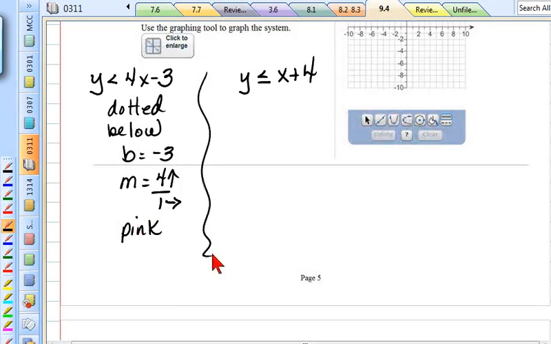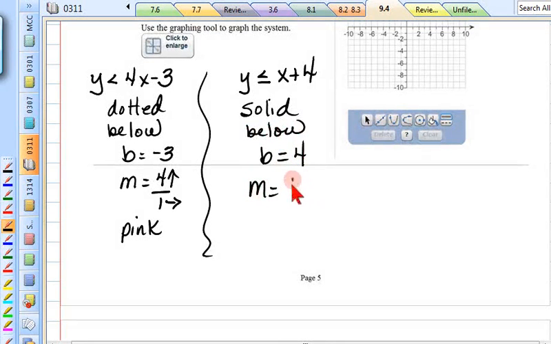The second inequality, is it dotted or solid? It is solid because it has equal with it. It has a less than, so will you shade above or below? Below. And where will I begin? 4 on the y-axis. The slope is 1, so that's up 1, right 1. And I will do it in yellow.